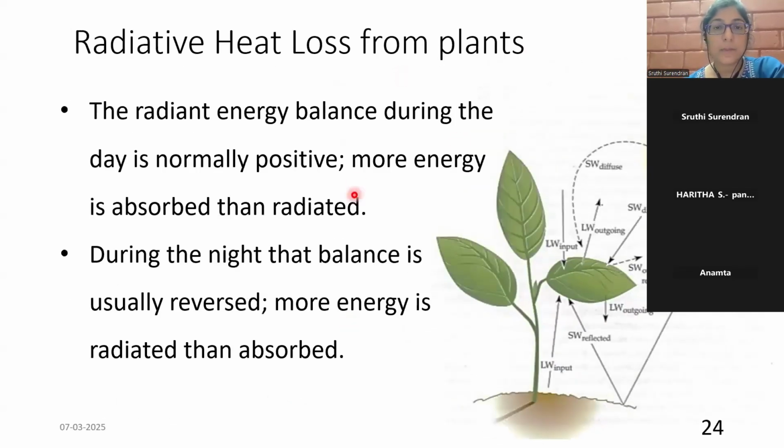The radiative heat loss from plants, the net radiative energy, that is the sum of the energy that is incoming as short wave radiation and that is outgoing as long wave radiation, is positive in the morning time, but during night time it is usually reversed. That is, thermal radiation exiting the system will be more, obviously, because short wave radiations are not going to be there at night in the absence of sunlight. So thermal radiation is going to play an important role during the night time.